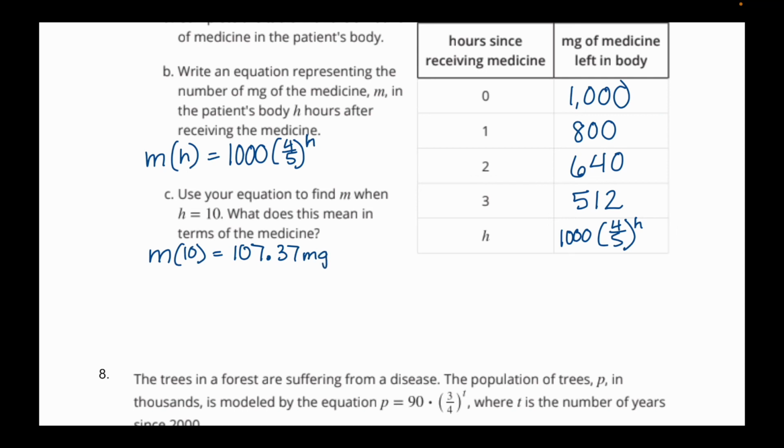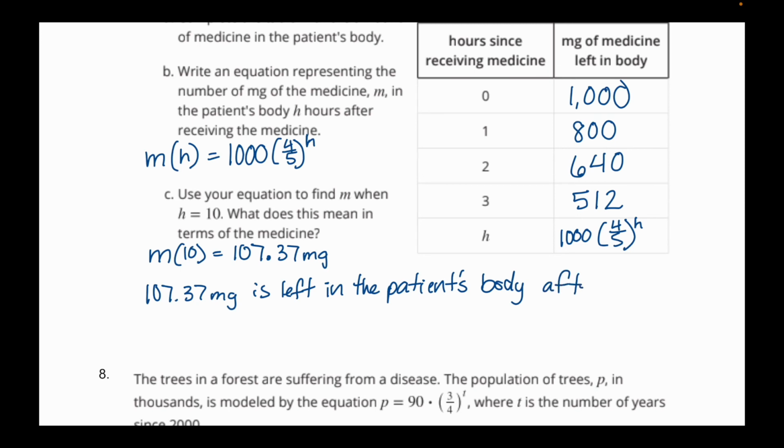So what does this mean? This means 107.37 milligrams is left in the patient's body after 10 hours. There we go.